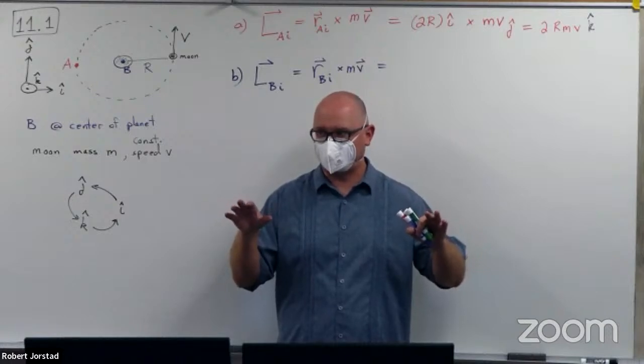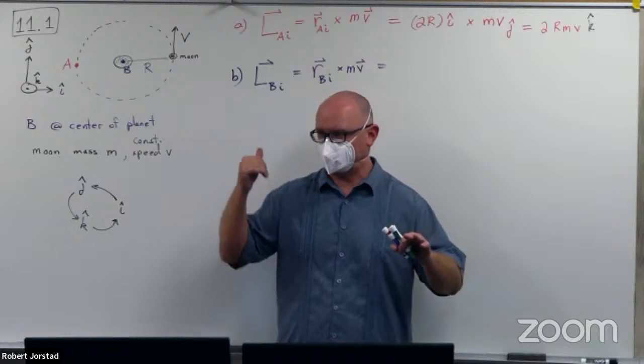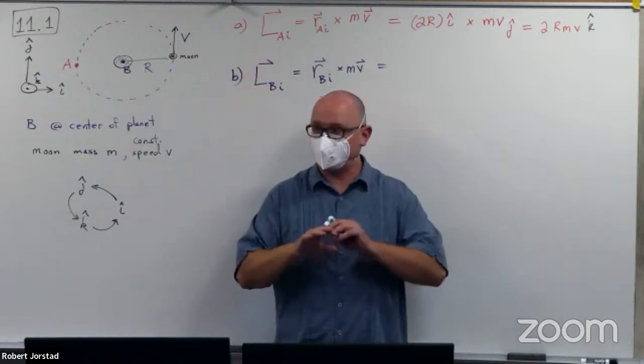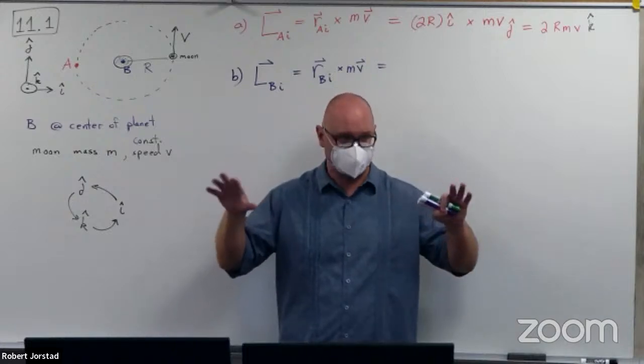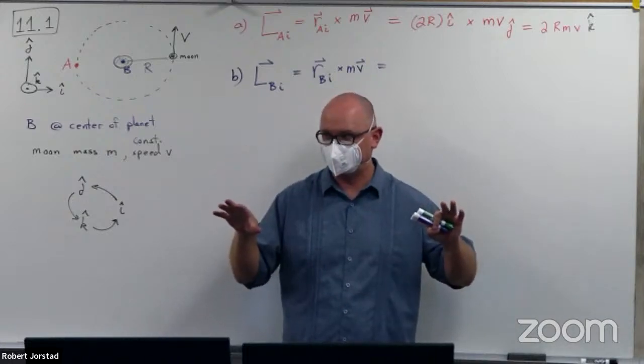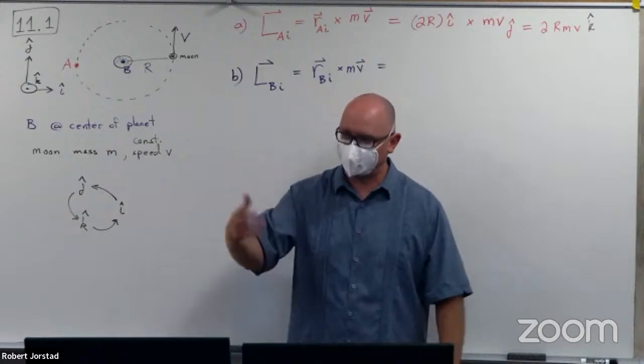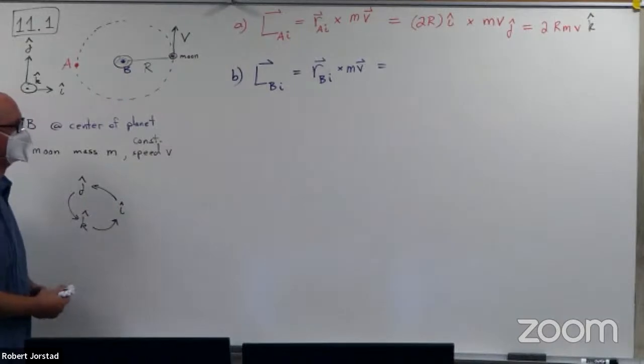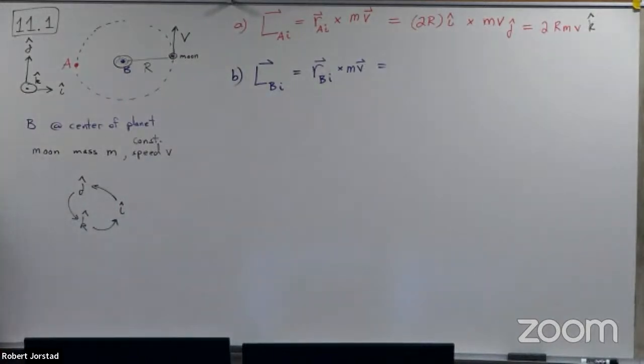The point of this problem is to show that this is a terrible choice of pivot and this is a good one. So strictly speaking, when you're doing angular momentum, you get to choose the pivot point wherever you want. And that's my fault for not making that clear.